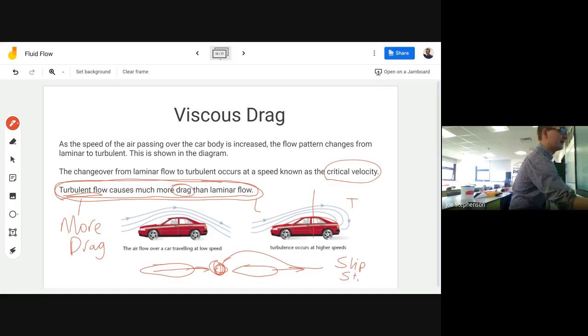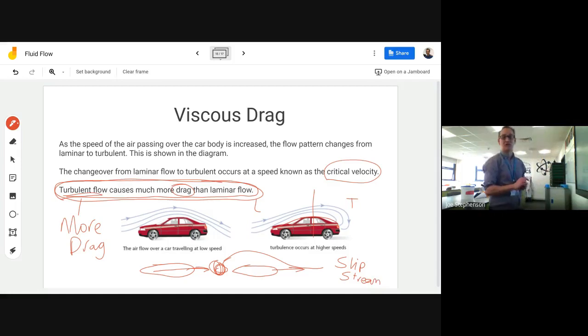Slipstreaming is where resistance can actually completely drop off, and it's almost like you're moving into a vacuum in many respects, and it reduces that drag almost to zero. But if there's a big distance between those two cars and the car behind hits turbulence, it can increase the drag, and that can cause a reduction in the maximum speed that car can travel at.